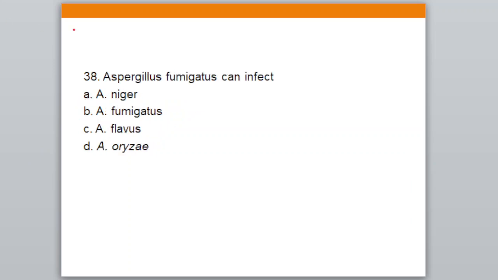Question 38. Aspergillus fumigatus can infect... Aspergillus niger, B. Aspergillus fumigatus, C. Aspergillus flavus, and D. Aspergillus oryzae. The correct answer is Aspergillus oryzae.